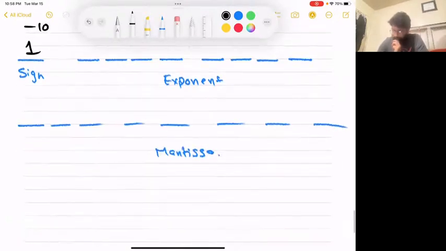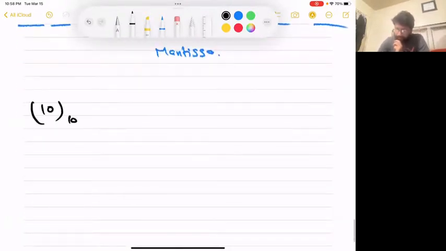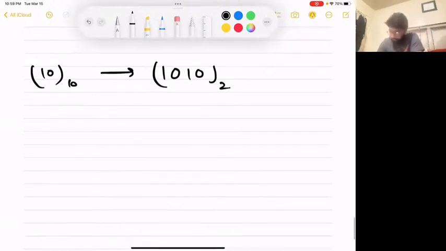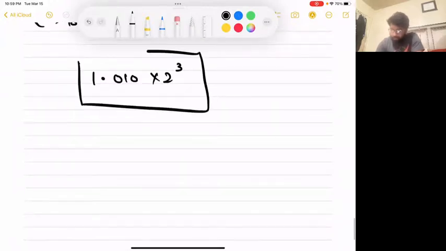Now we have this 10 in decimal. We have to convert that to binary, which is pretty simple: 1010. I would not waste our time on this conversion. I'm pretty sure you already know how to convert a simple number to its binary form. Okay, now we're going to normalize this number. So we're going to do 1.010, we move the decimal 3 places. So this means 2 to the power of 3. Okay, now this is the normalized form.